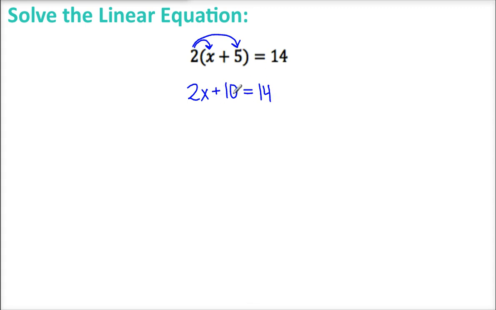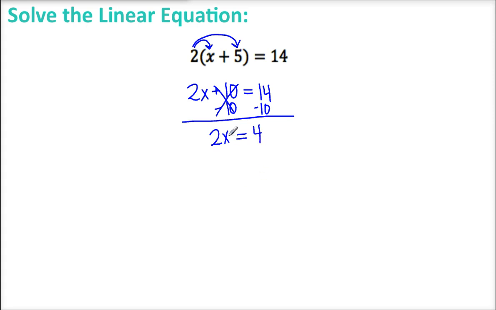I need to get rid of the positive 10, so the 0 pair with a positive 10 is a negative 10, because a positive 10 and a negative 10 combine to be 0. But don't forget, whatever I do on one side, I have to do on both sides to keep this equation balanced. Okay, so a positive 10 and negative 10, like I said, add up to be 0. So I'm left with 2x on this side. And then on this side, I have 14 minus 10, which is 4.